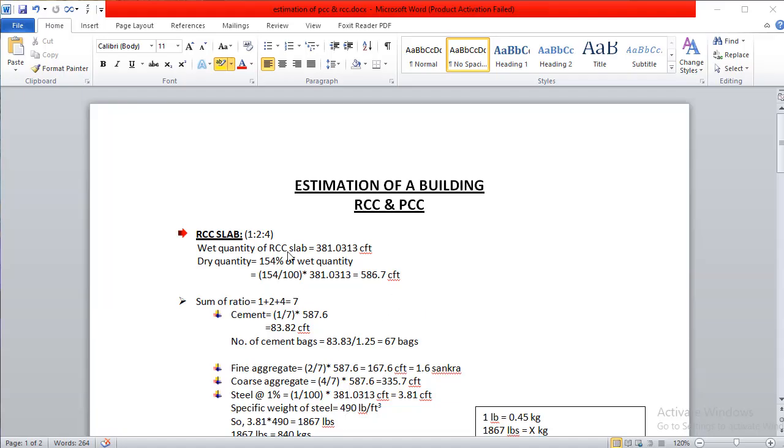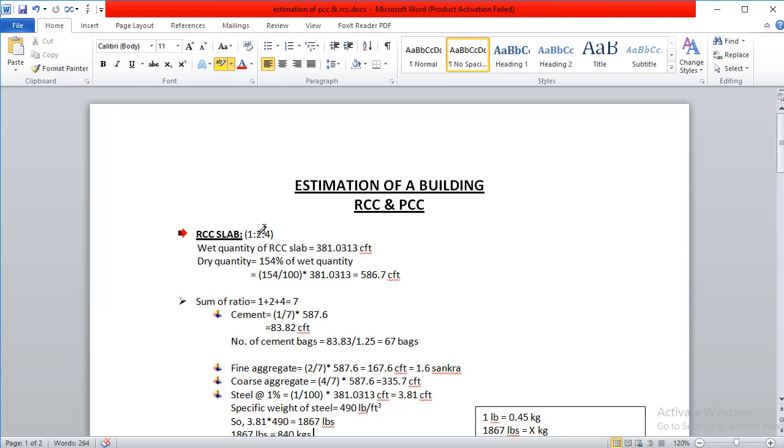In my previous lesson, I found out the various components used in plaster, which are the quantity of cement, the number of cement bags, and also the fine aggregate. In today's lesson, I am going to find out the reinforced cement concrete for slab and lintel, and also for PCC as well. So let's start here with the RCC for slab.